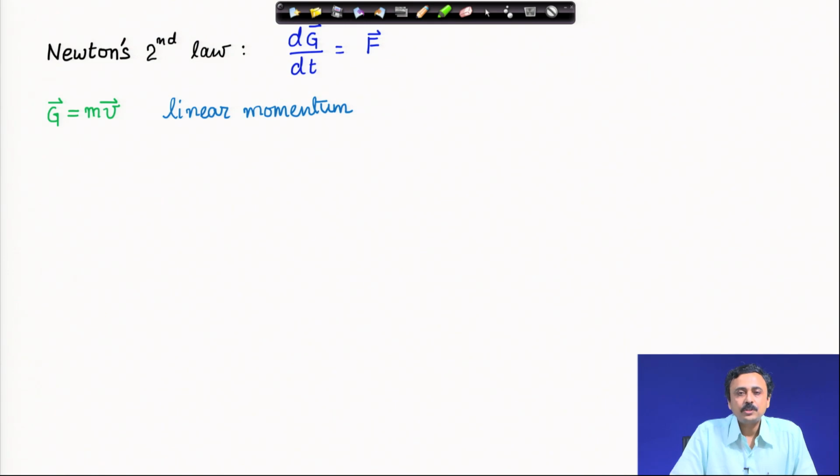The rate of change of linear momentum is equal to the force. This is Newton's second law. Here I am using the notation capital G vector as the linear momentum vector. G is therefore equal to mass times the velocity vector. Therefore, the linear momentum vector is in the direction of the velocity vector, mass being a scalar quantity.